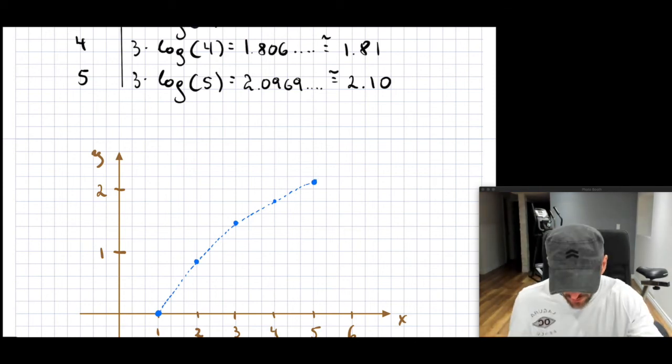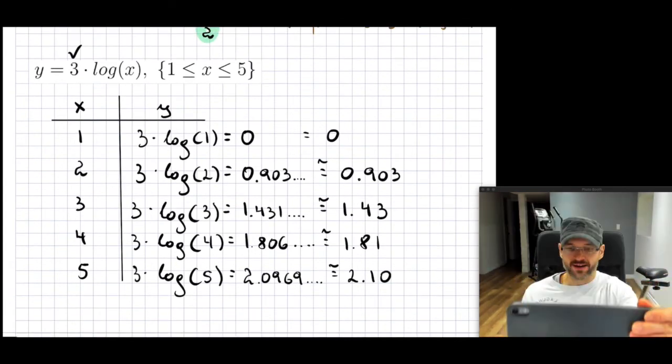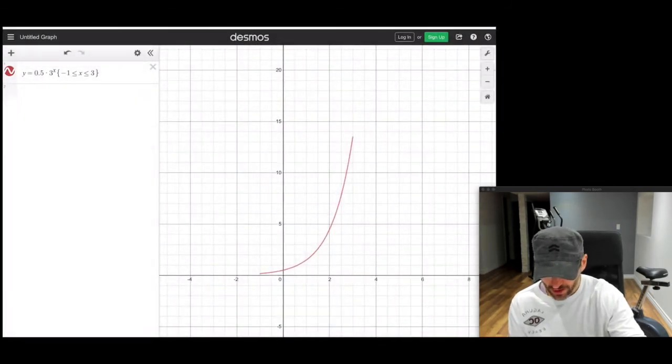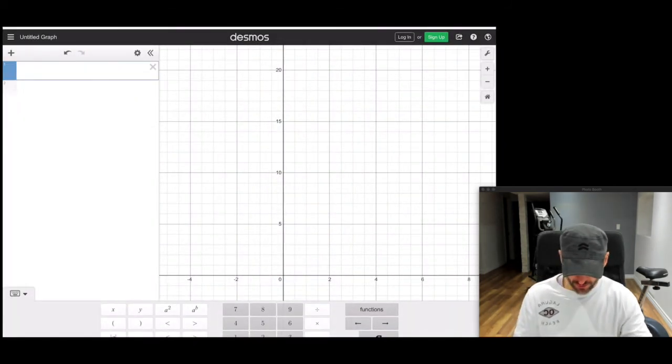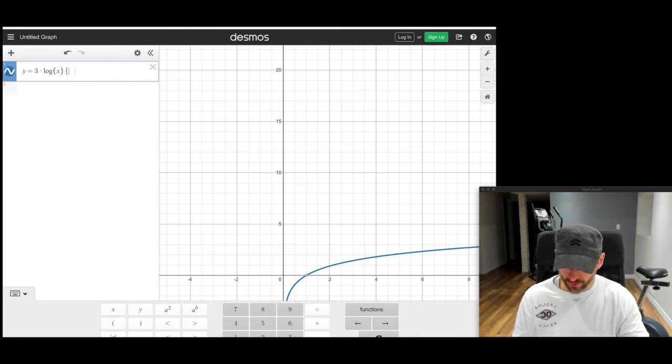And now, let's take a look and graph it using Desmos to help us. So I'm going to clear this one. So y is equal to 3 times log of x, and we're restricting this between 1 and 5. So I'm going to do that.